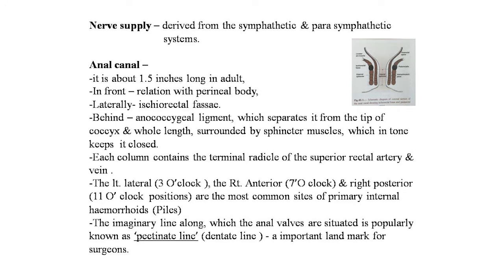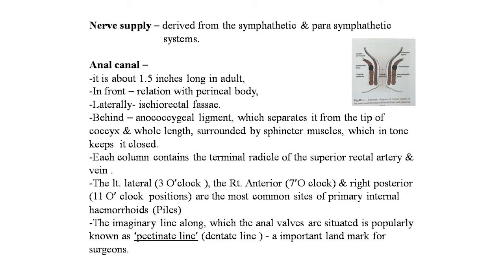Now the anatomy of the anal canal. It is about 1.5 inches long in adults. In front, its relation is with the perineal body; laterally, the ischiorectal fossae; behind, the anococcygeal ligament, which separates it from the tip of the coccyx. Its whole length is surrounded by the sphincter muscles, which in turn keep it closed.